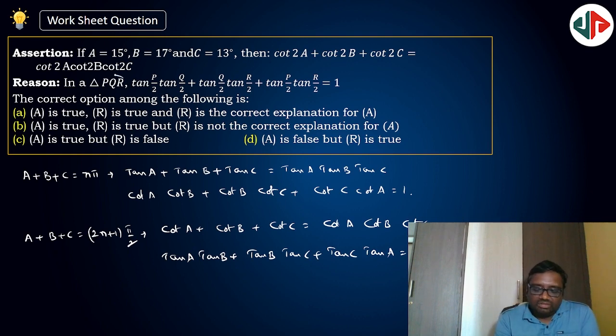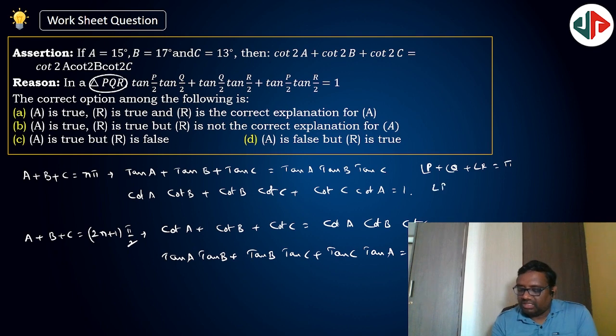So here, in the second condition, you see, angle P plus angle Q plus angle R is equal to 180 degrees only, that means 1 into pi only. Then what is the condition? P by 2 plus Q by 2 plus R by 2 is equal to pi by 2. Pi by 2 means this condition. Then what is the relation? Tan A into tan B plus tan B into tan C plus tan C into tan A is equal to 1 only.